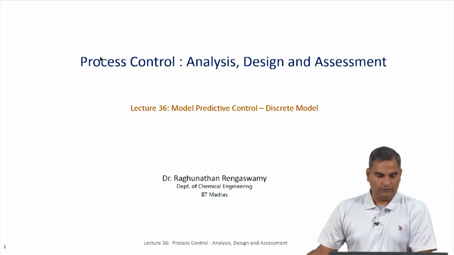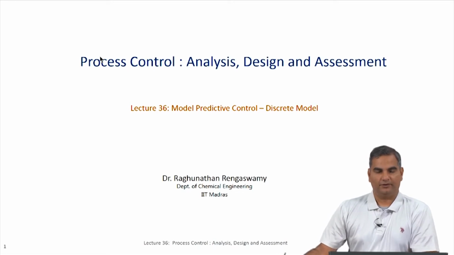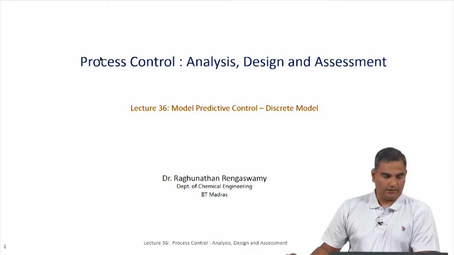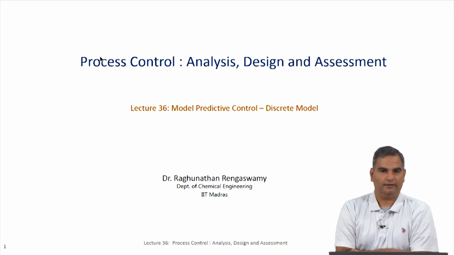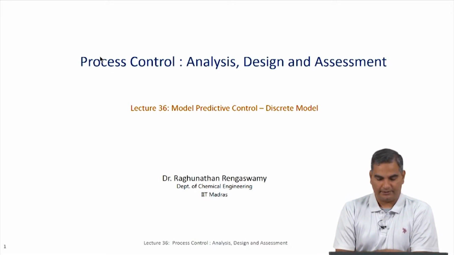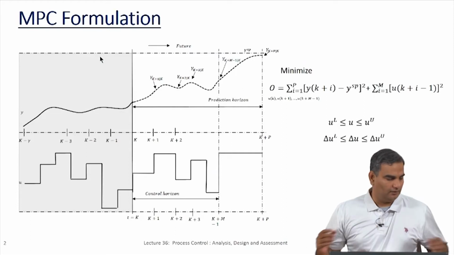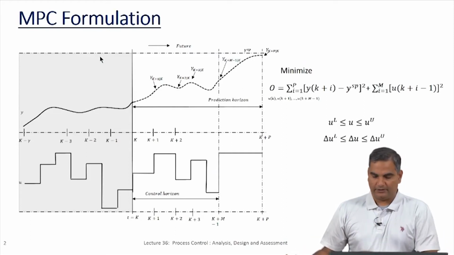So, we will continue with our lectures on model predictive control. In the last lecture I showed you how you formulate the control problem as an optimization problem, and I left with the question of where is the model in all of this. So, we will address that question here.